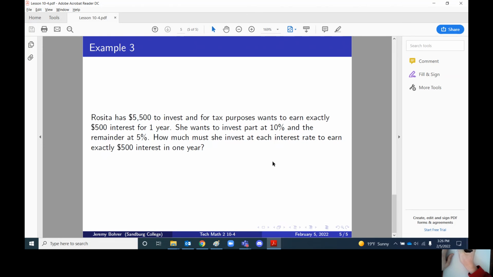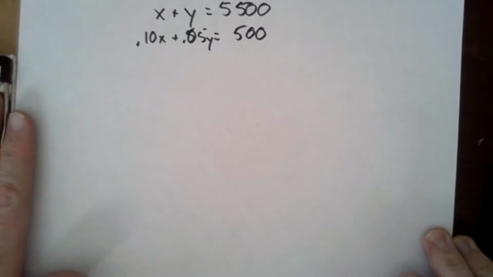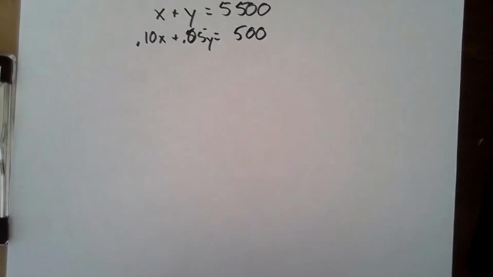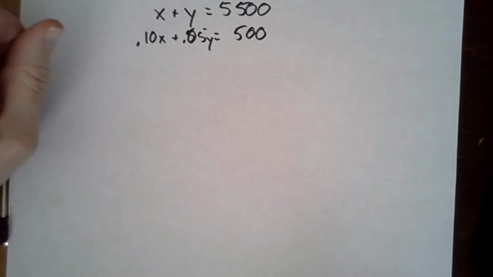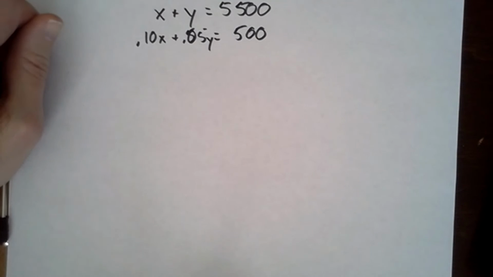and 0.10x plus 0.05y, that's 10% and 5% as decimals, is equal to 500. So that gives us these equations. Let's move that down a bit so you can see the whole thing. X plus Y equals 5,500 and 0.10x plus 0.05y equals 500. Well, the first thing we can do is solve for either X or Y. It doesn't matter which. I will solve for Y just because. That's the way I do things.